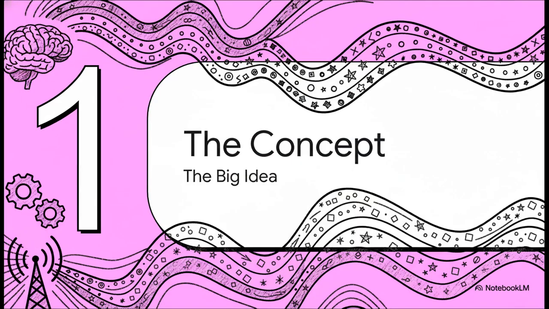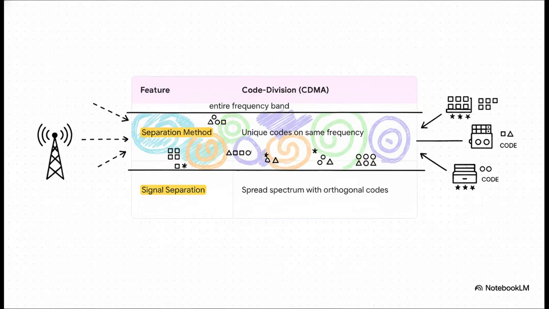Okay, first things first. Before we get into the nitty-gritty numbers, let's just get our heads around the big picture concept. So what makes CDMA so different? Well, other methods might slice up time or slice up the frequency, giving everyone their own little private piece. But CDMA does something way more clever. It lets everybody use the entire frequency band all at the same time. The secret? It gives each user their own unique secret code.